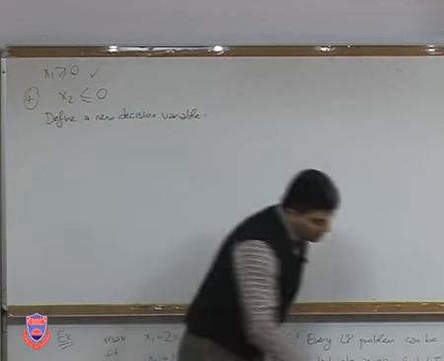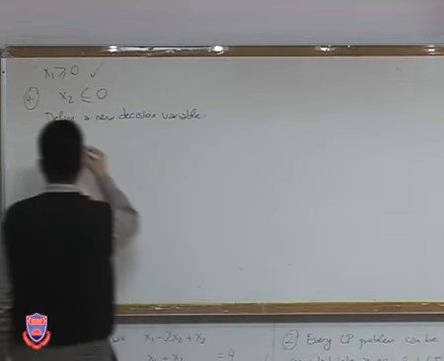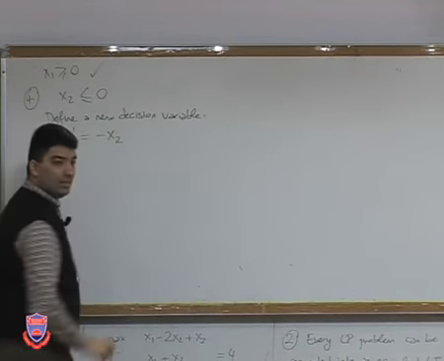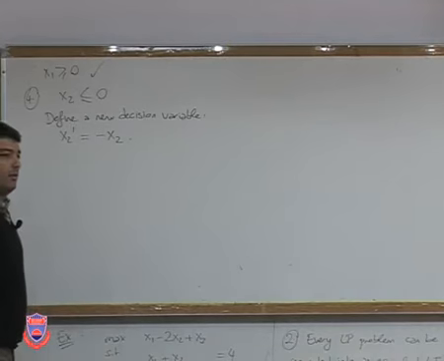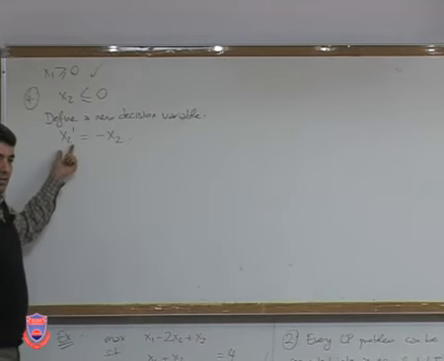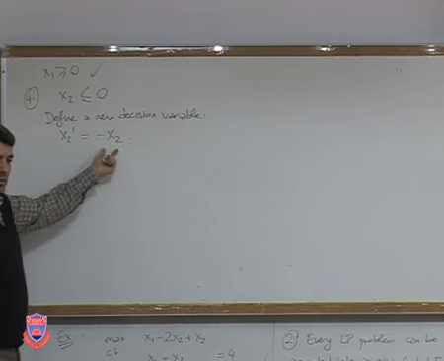And I'm going to call it x2 prime. And x2 prime will be exactly equal to minus x2. Okay? Now, if I know the value of x2, then obviously I know the value of x2 prime as well, right? And conversely, if I know the value of x2 prime, then I can get the value of x2. Okay?